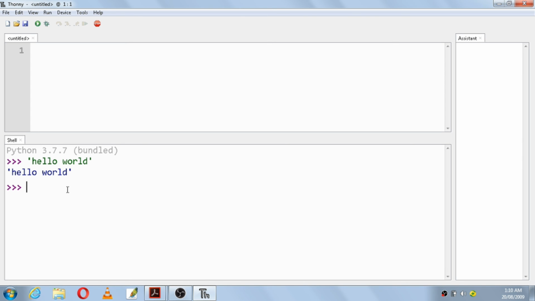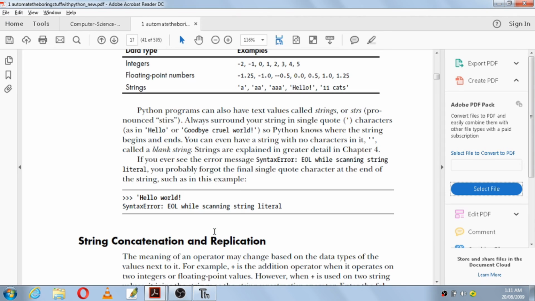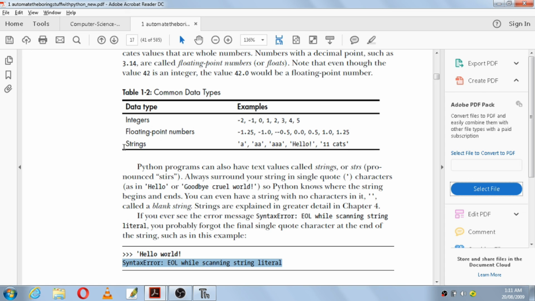This is allowed, and if you press the up arrow you'll come back to the same text which you entered previously. If I remove the closing single quote, then it will result in an error. And what is the error here? End of line while scanning string literal. So the same error is being mentioned here: syntax error. What is the syntax error? End of line while scanning the string. So make sure that whenever you are using text values, those text values come under the data type strings and they have to be enclosed in single quotes.